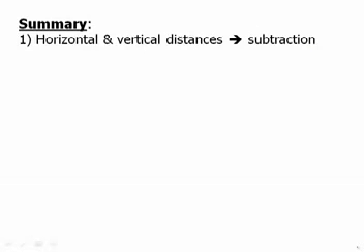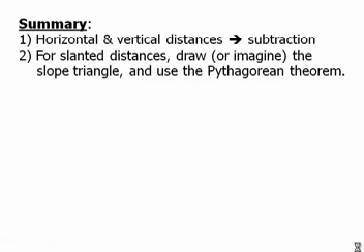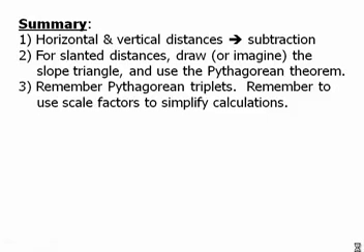So for horizontal and vertical distances in the xy plane, we just use subtraction. Very easy. For slanted distances, we draw or imagine the slope triangle and use the Pythagorean theorem. The distance between the 2 points is the hypotenuse of the slope triangle. Remember Pythagorean triplets. Remember to use scale factors to simplify your calculations, all those things we talked about back in the geometry lessons.